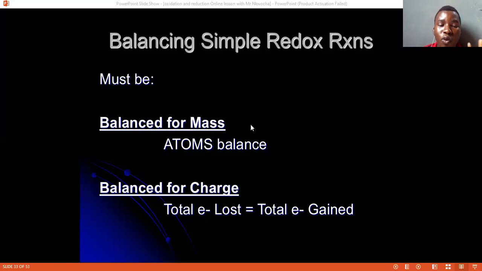So now, very, very simple. When I say the simplest step you've ever seen in balancing redox equations, that is what I'm going to teach you today. Balancing a redox equation must be one, balance for mass, then balance for charge. Remember I talked about balance for mass and balance for charge. So let's see the steps that you need to do.